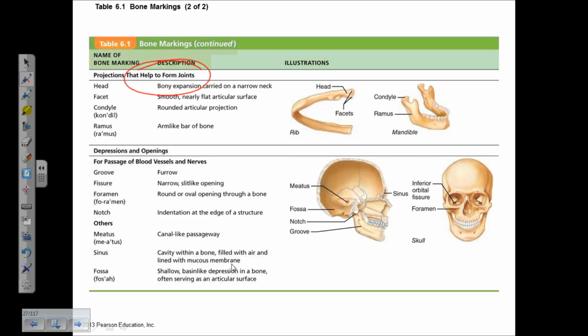Acoustic meatus. The hole in the side of the cranium. That's where the sound goes. Sinus, which I won't be able to show here, but it's pretty much an empty space.